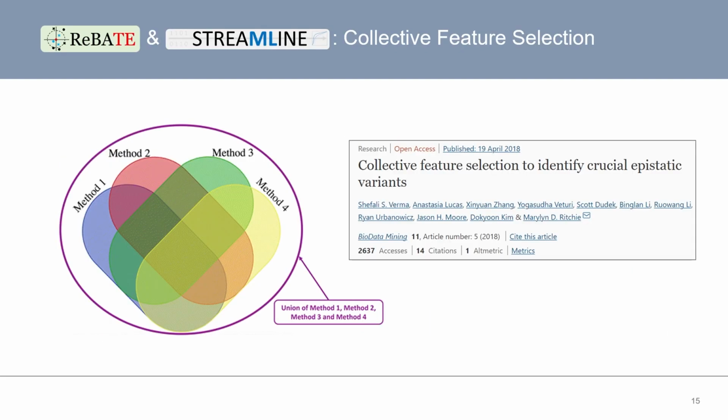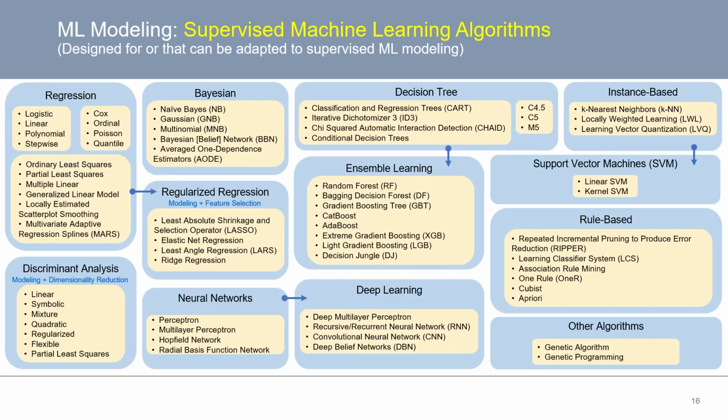The last thing I'll mention about ReBATE and its incorporation into STREAMLINE, our AutoML tool, is that STREAMLINE combines our interaction-sensitive feature selection method with a more traditional mutual information-based feature ranking approach. And we combine these methods when we conduct feature selection using a collective feature selection approach, as pioneered in this publication.